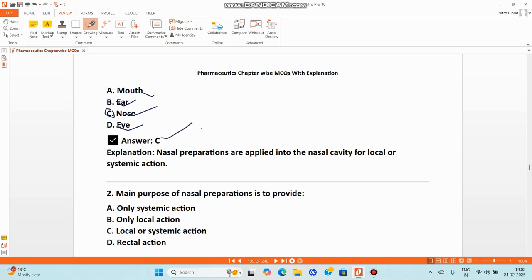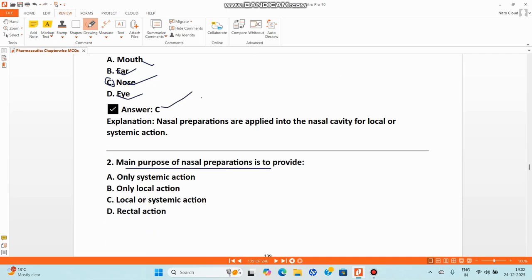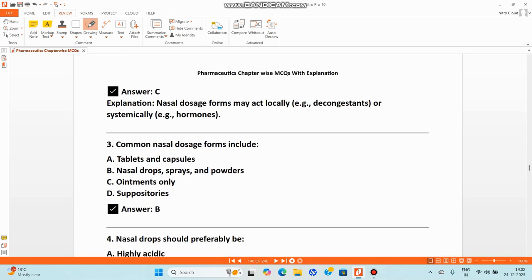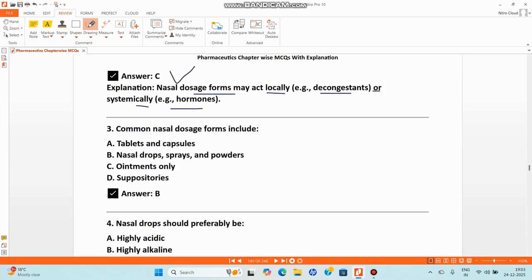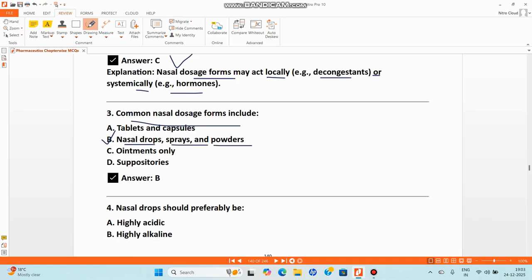Right. The main purpose of nasal preparation is to provide what? Only systemic action, only local action, local and systemic action, or rectal action. The answer will be C. Nasal dosage form may act locally, for example a decongestant, or systemically, that is a hormone. So the answer is C, local and systemic action. Nasal preparation is used for both these actions. Common nasal dosage forms include, that is B, nasal drop, nasal spray, nasal powder, right?